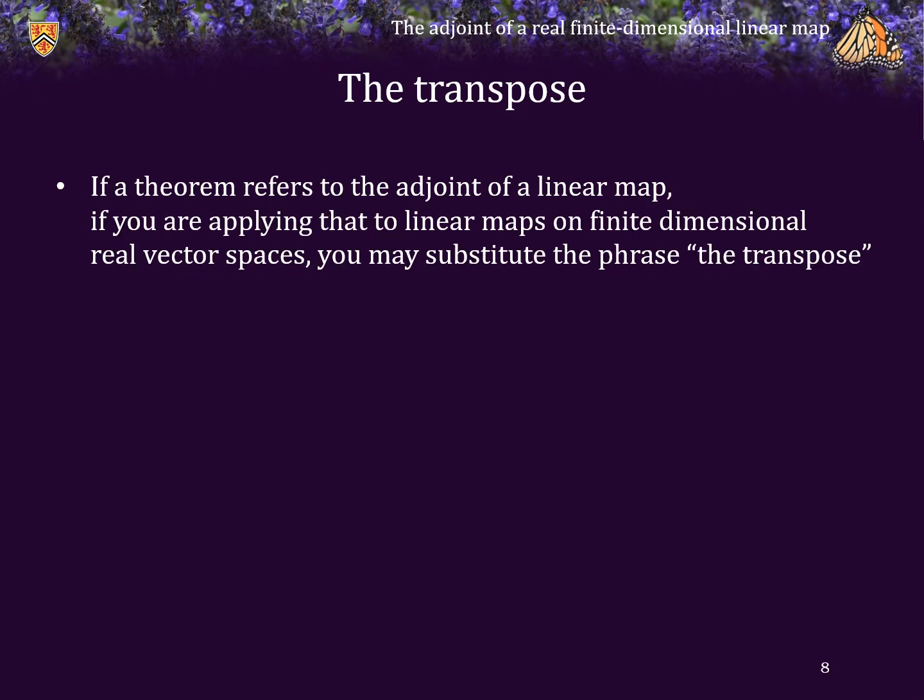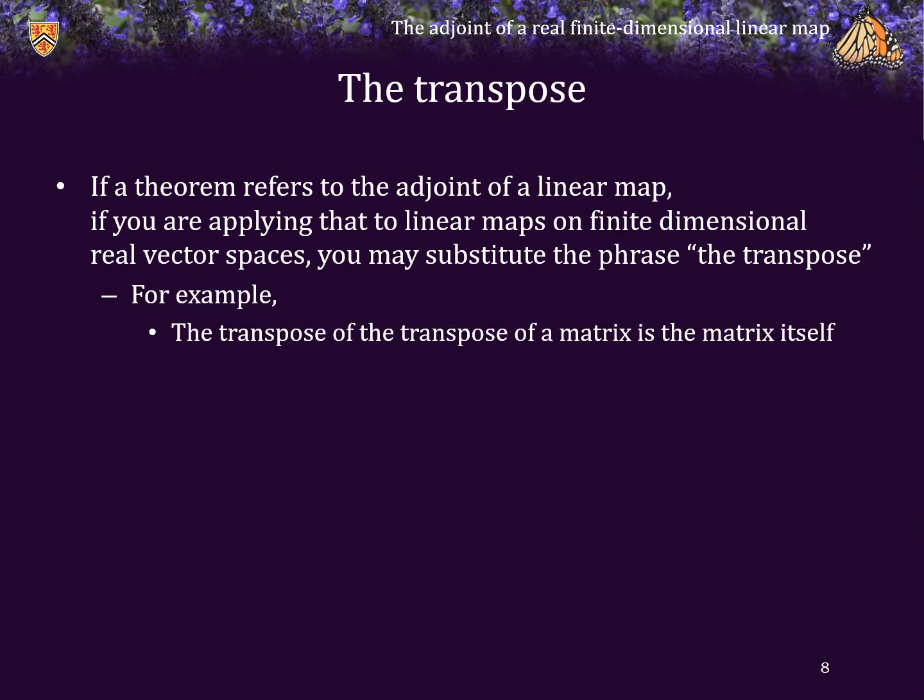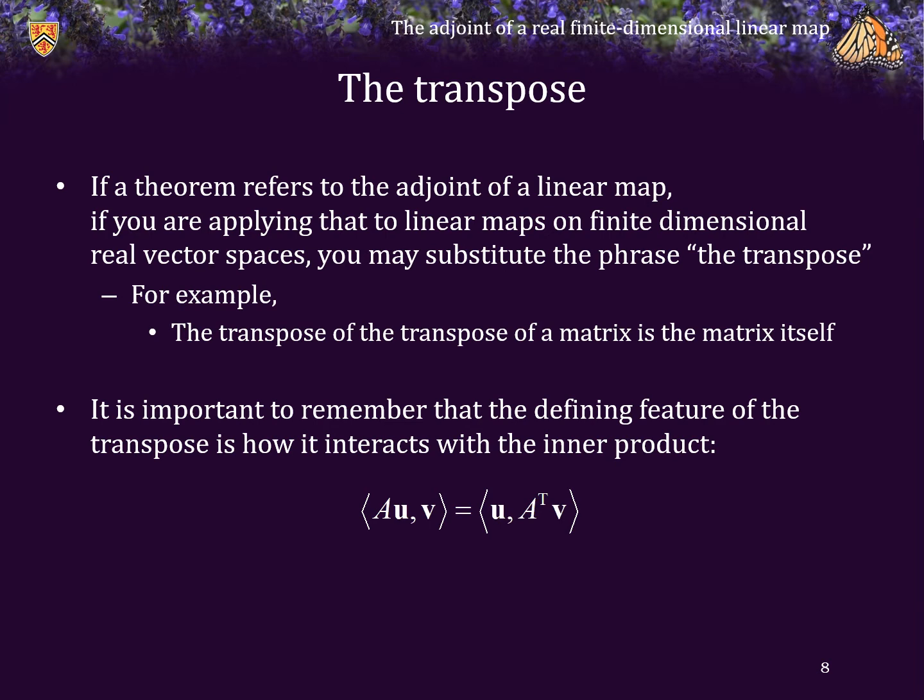Consequently, if a theorem, such as the ones we saw in the previous topic, refers to the adjoint of a linear map, if you are applying that theorem to linear maps on finite-dimensional real vector spaces, you may substitute the phrase the transpose. So, for example, the transpose of a matrix is the matrix itself. It is important, however, to remember that the defining feature of the transpose is how it interacts with the inner product.